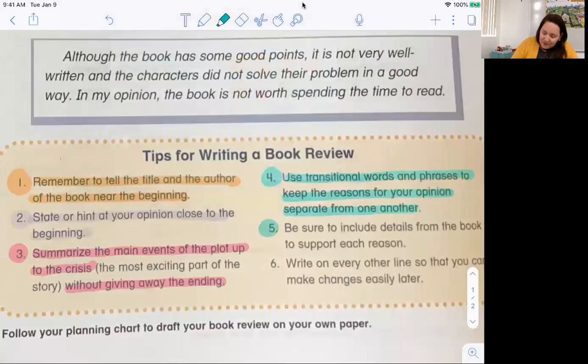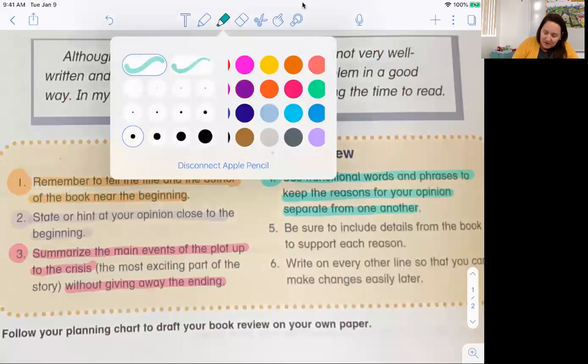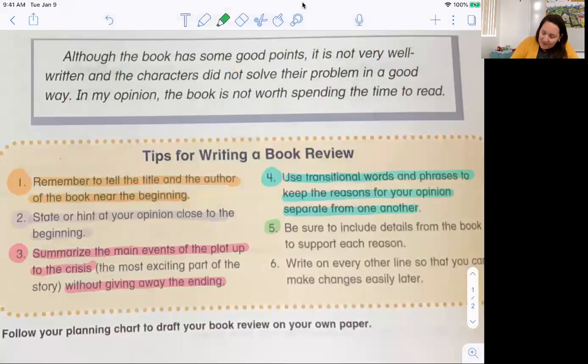Number 5, be sure to include details from the book to support each reason. If you have a reason, you have to have a detail for that reason. Otherwise, it's just kind of like, okay, it's your reasons and nothing else. But if you have a detail from the book, it's like, oh, okay, I can see why he has that reason or she has that opinion.